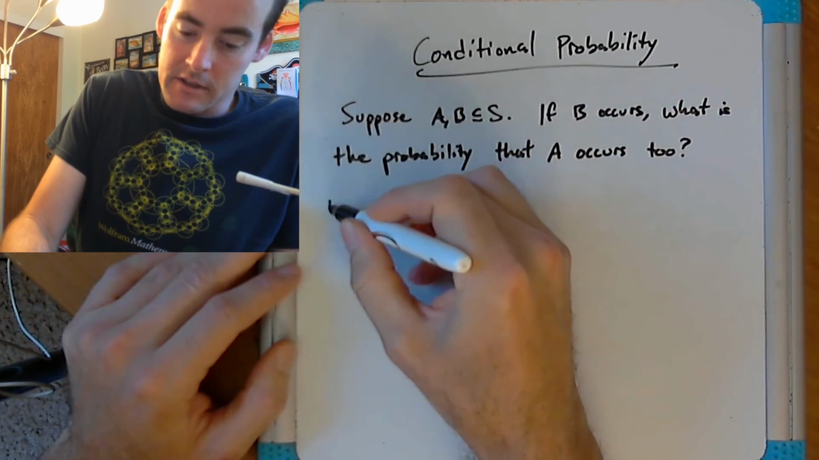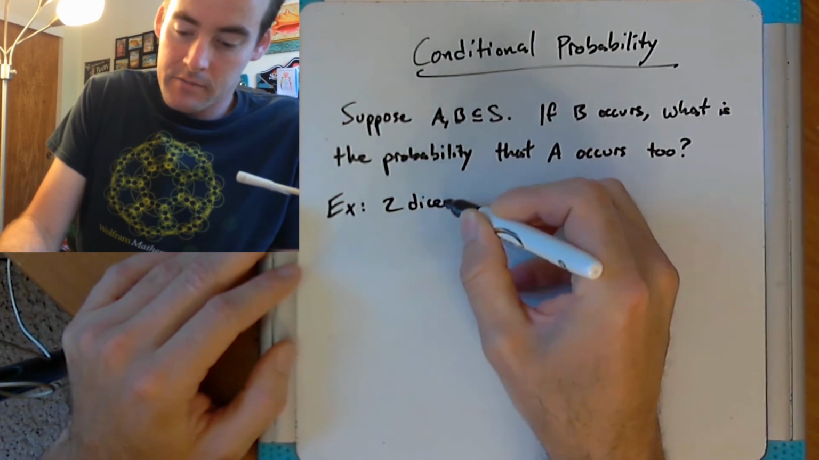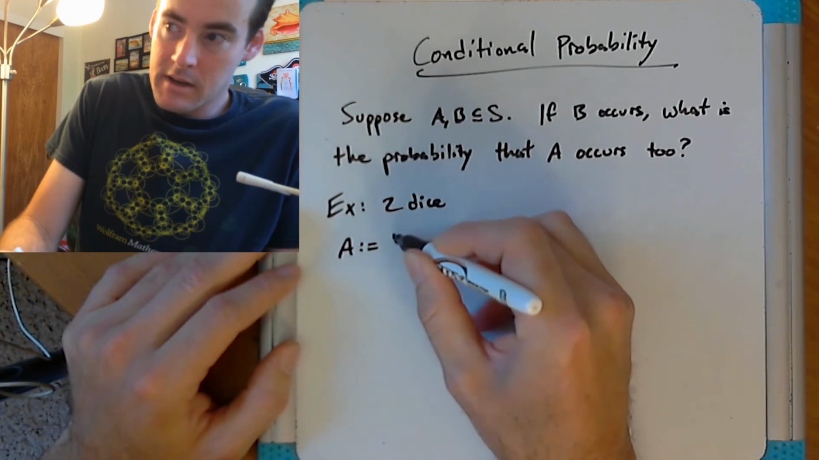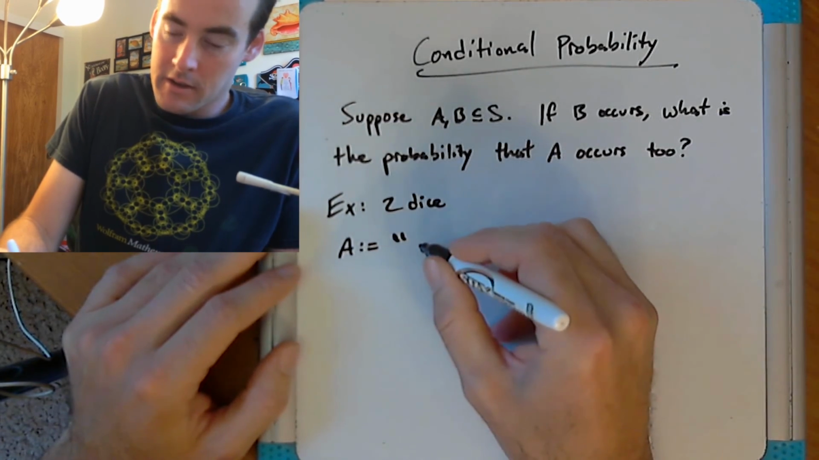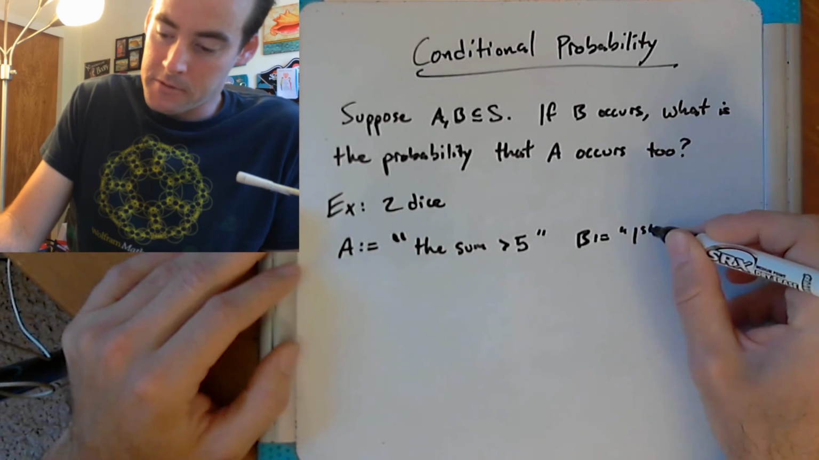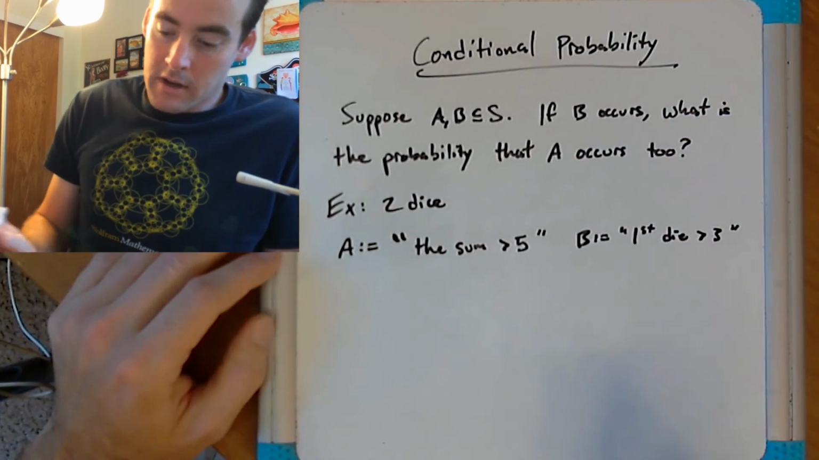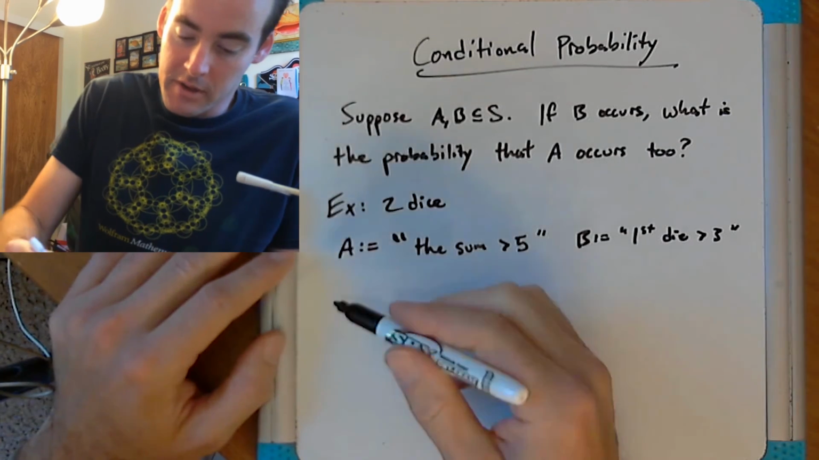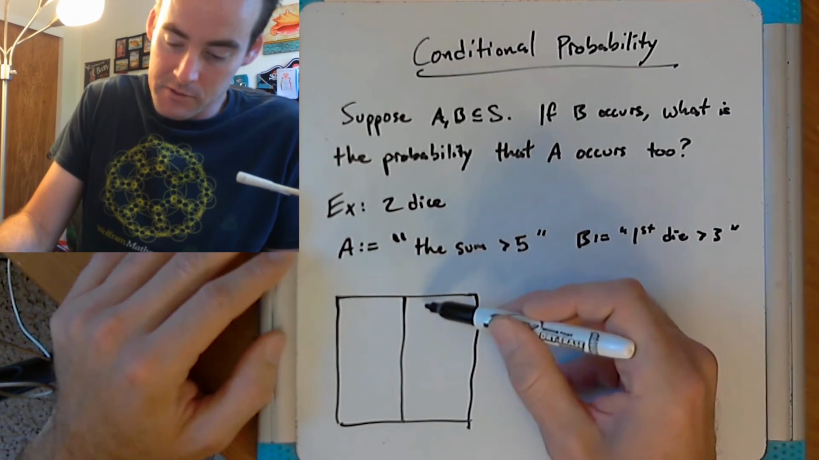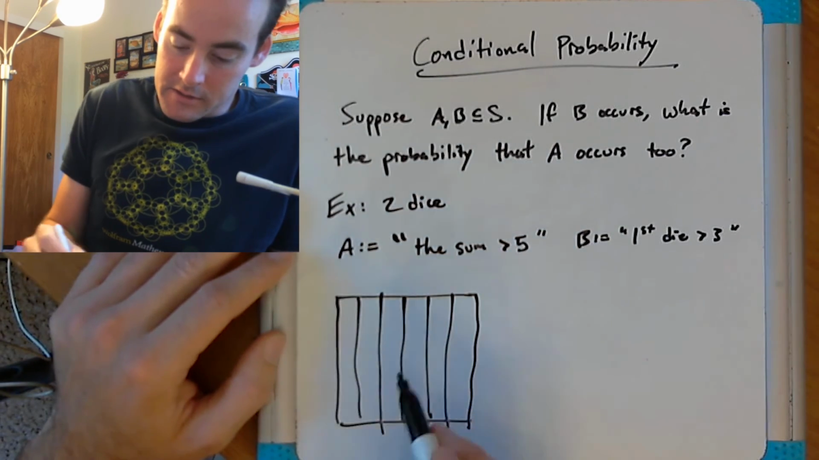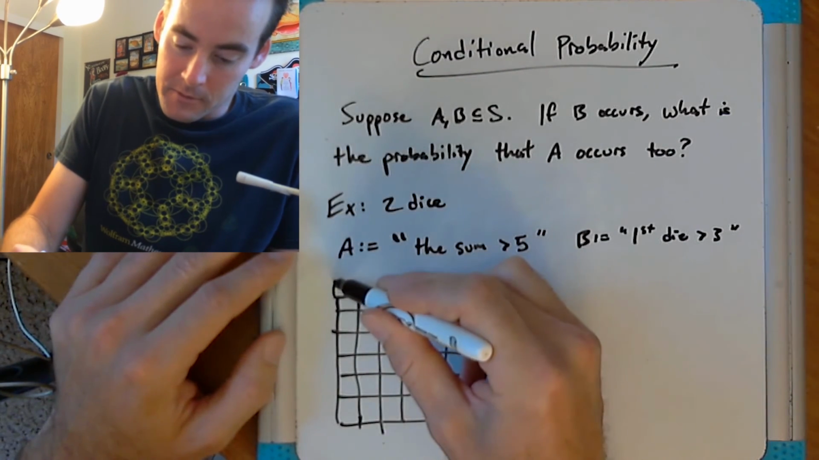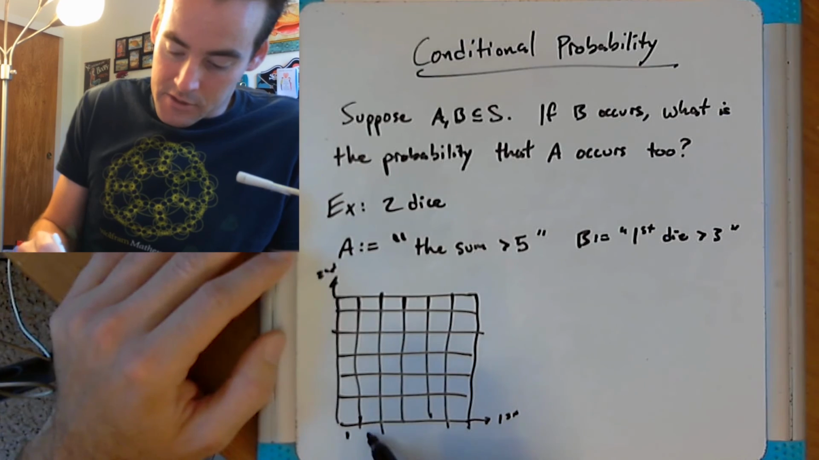Okay, so let's have an example. Examples make life easier. And it also makes life easier if we use the 2 dice example. So for the 2 dice example, let's define A to be the sum is greater than 5, and let's have B be the first die is greater than 3. In order to visualize this a little better, and this is specific to the 2 dice example, I'm just going to draw a 6x6 grid where every square corresponds to an outcome. This is the first throw, the first die, and this is the second die. This is the first die showing 1, 2, 3, 4, 5, 6.